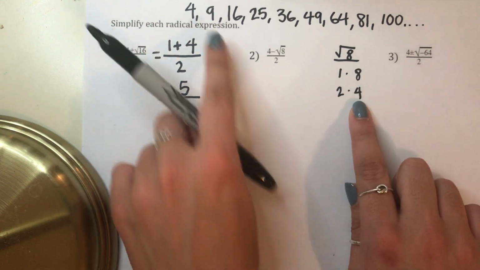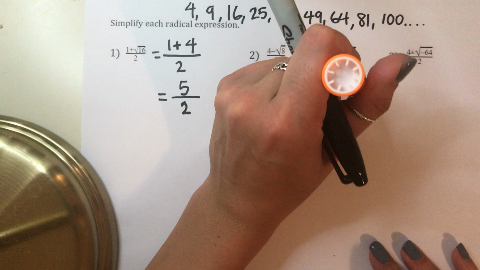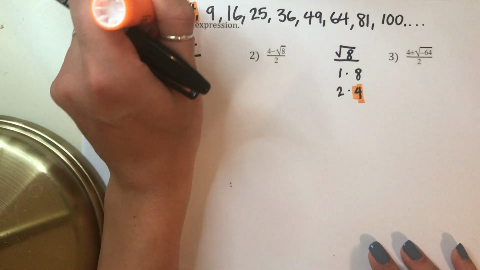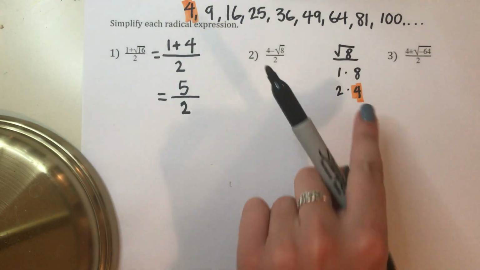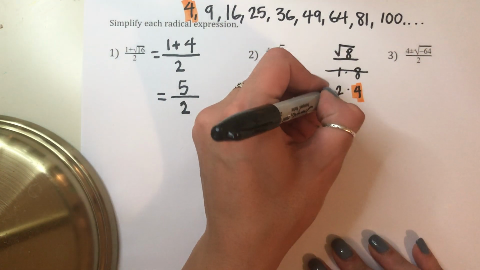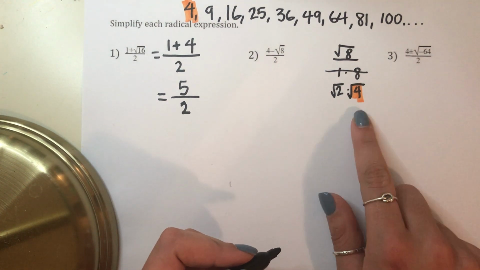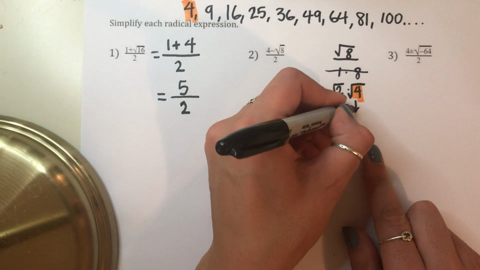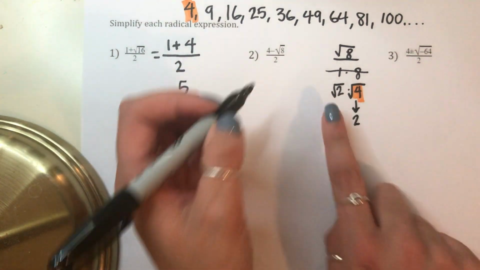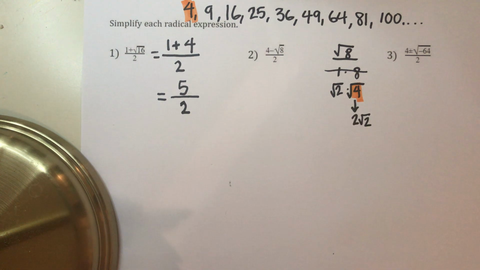I see that only 4 matches, so I'm going to highlight the 4 and 4 so you see why I'm picking that. So 4 is a square factor, which means I don't need this pair, I only need this one. So I square root both of them. The square root of 4 is the number 2. And then I have this root 2, so I'm just going to place it on the side right here.